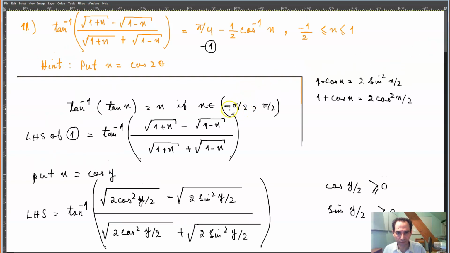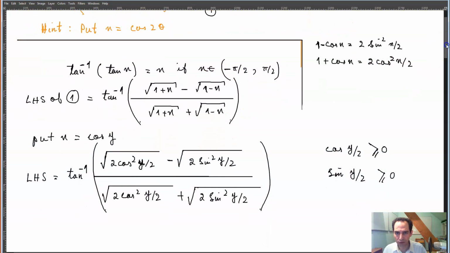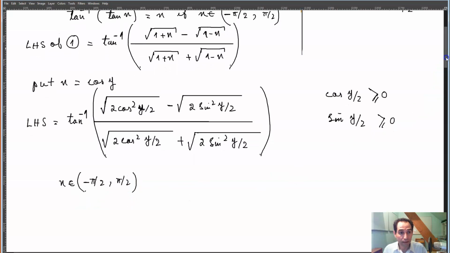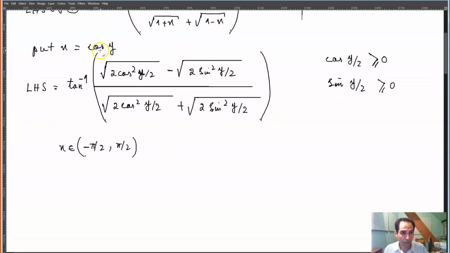So suppose that I put x equal to negative pi by 2, so I can simply check manually instead of using algebra. So we said that x belongs to this interval of negative pi by 2 to pi by 2, right? And here we said that x is equal to cos of y.